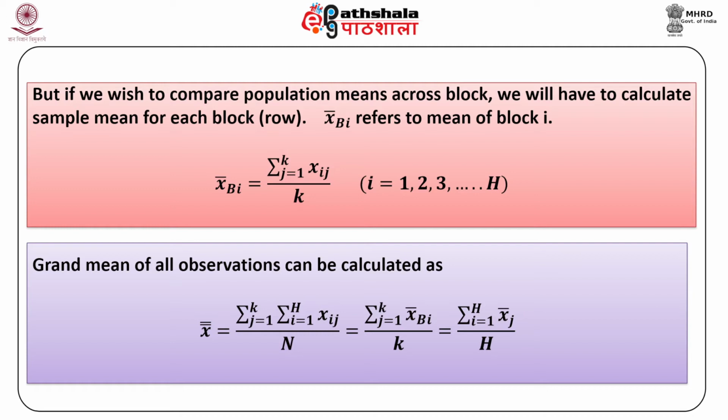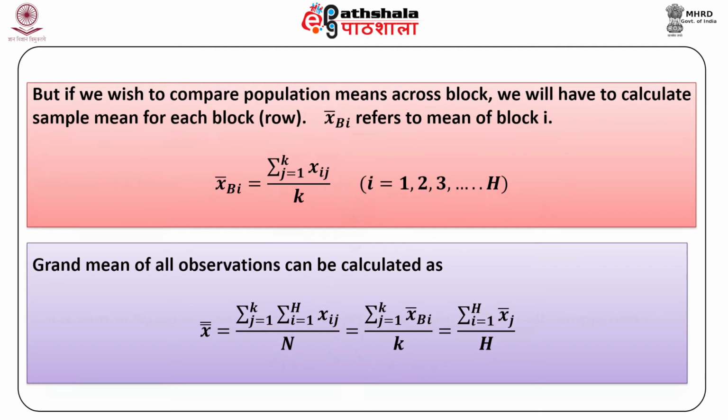Now the grand mean of all observations can be calculated as X double bar and is equal to the double summation of Xij over I and J, where I ranges from 1 to H and J ranges from 1 to K, divided by capital N. And this can also be calculated as the summation of Xbi bar, divided by H, or is also equal to the summation of Xj bar, where J ranges from 1 to K, divided by K.